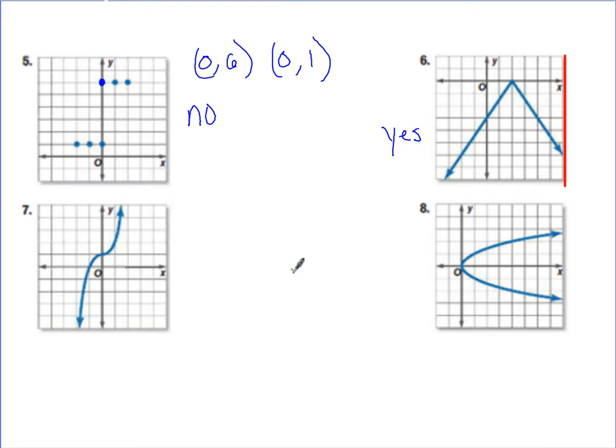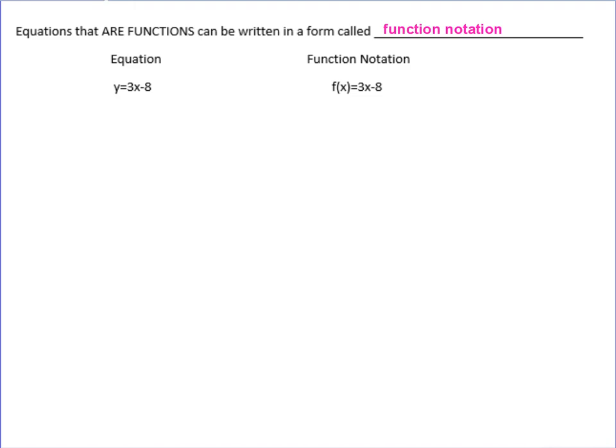So what I want you to do is try 7 and 8 here. Just take your pencil and use it as a vertical line, run it straight across the graph, and see if it touches in more than one place anywhere on the graph.